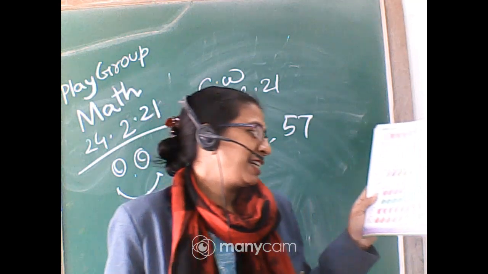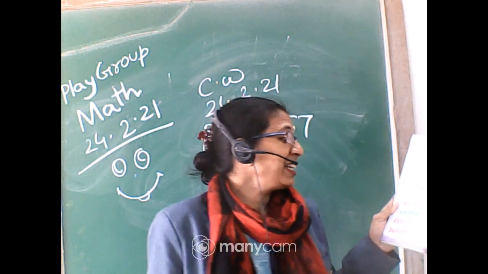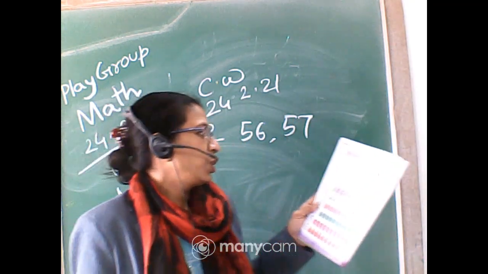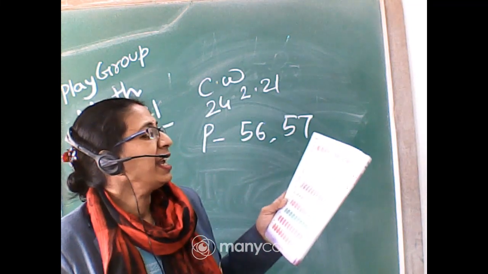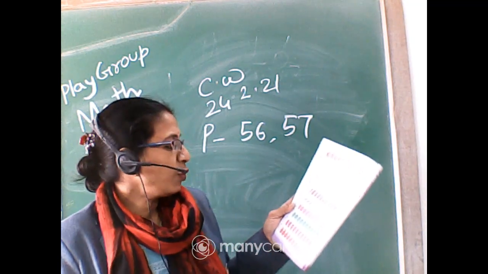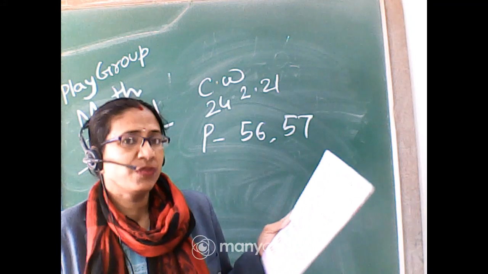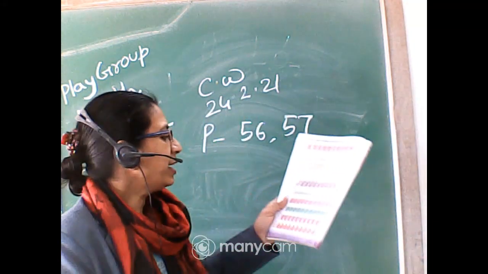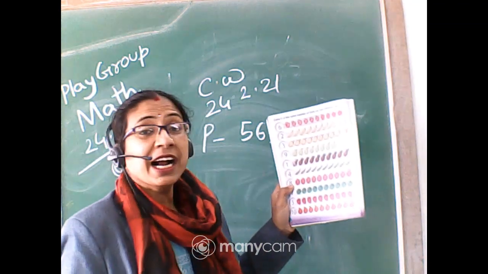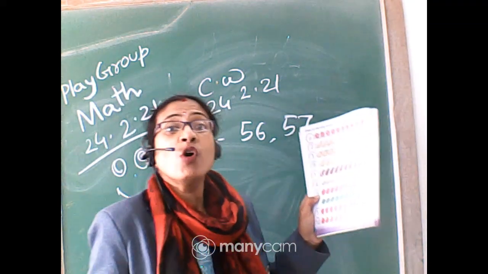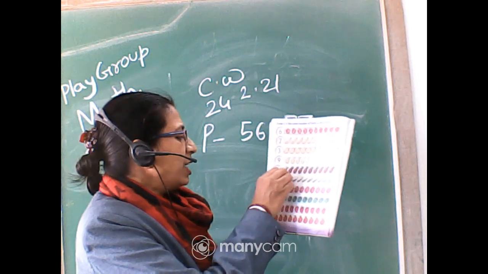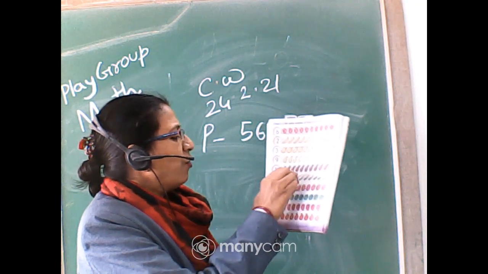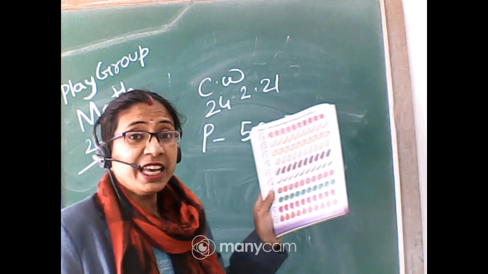Next, lady's finger. It is not fruit. Our heading is there. There are fruits, but lady's finger is not fruit. We all know it is vegetable. So, let 4. We cut or cross the 4 lady's finger. 1, 2, 3, 4. Very easy.